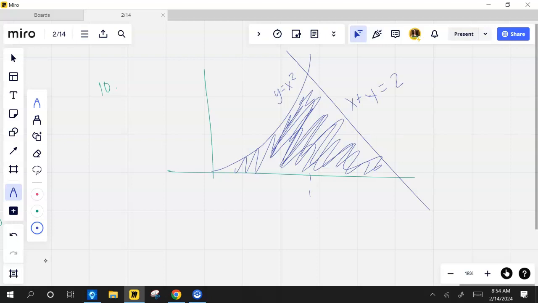All right, so what in the world can I do? Because there are several ways I could approach this problem. I hear top and bottom. I hear terms of y.